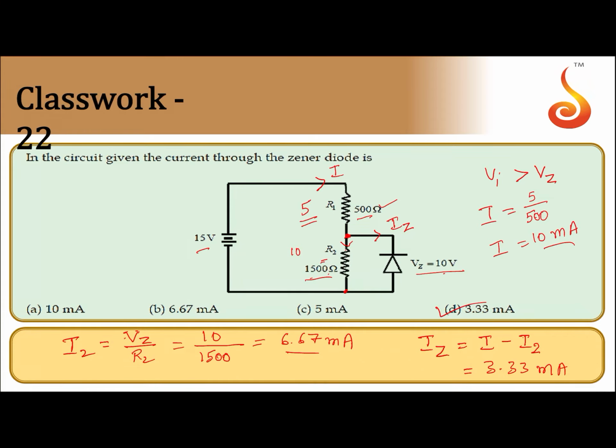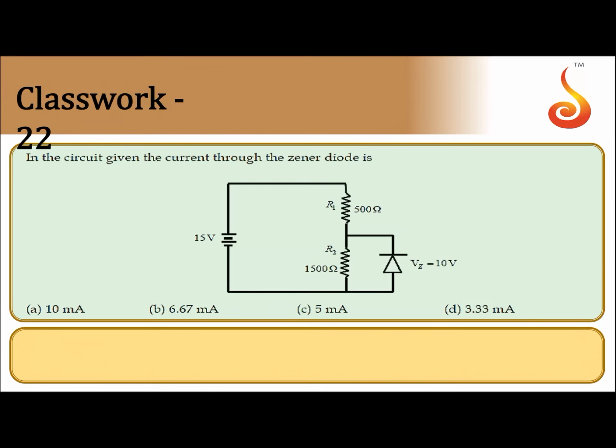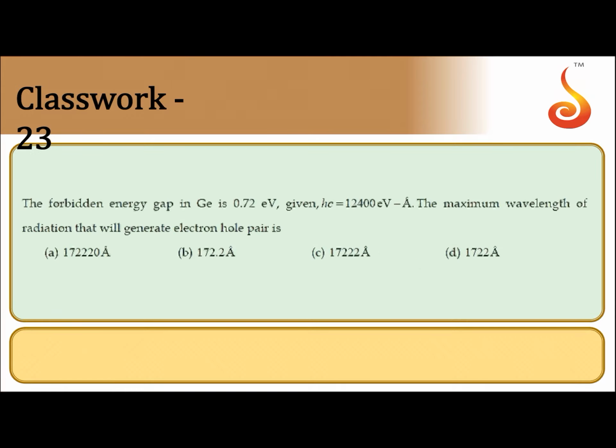So at this point, if you apply KVL, you will get this. IZ plus I2 is equal to I. So it should be option D. Moving on to next one.